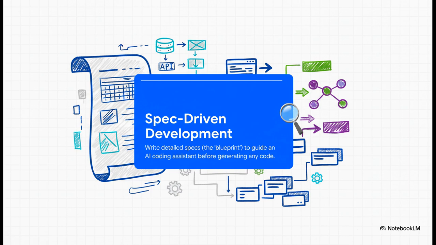It's called spec-driven development. The idea is actually pretty simple, but it is incredibly powerful. Before the AI generates a single line of code, you write down exactly what the software is supposed to do, how the API works, what the database looks like, all of it. These detailed specs become the one and only source of truth that guides the entire build.